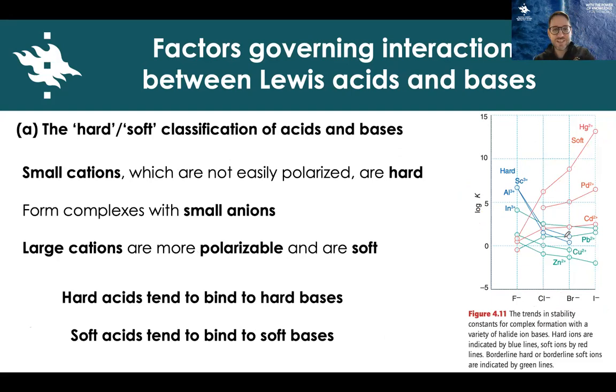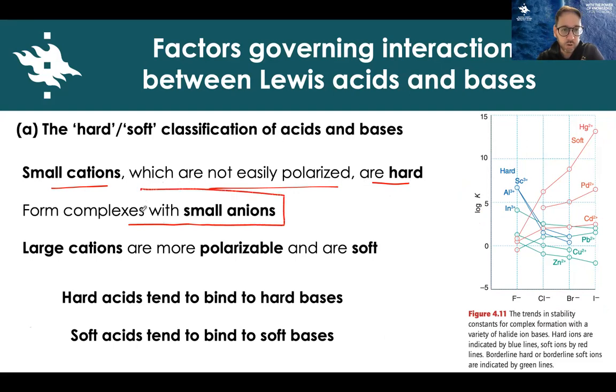And so this is based on a trend that was determined empirically, but we can see that small cations, which are not easily polarized, are hard, and then they form complexes with greater stability when the anions are also small, while large cations are more polarizable, and they are classified as soft, and they form more stable complexes with species that are also more polarizable.